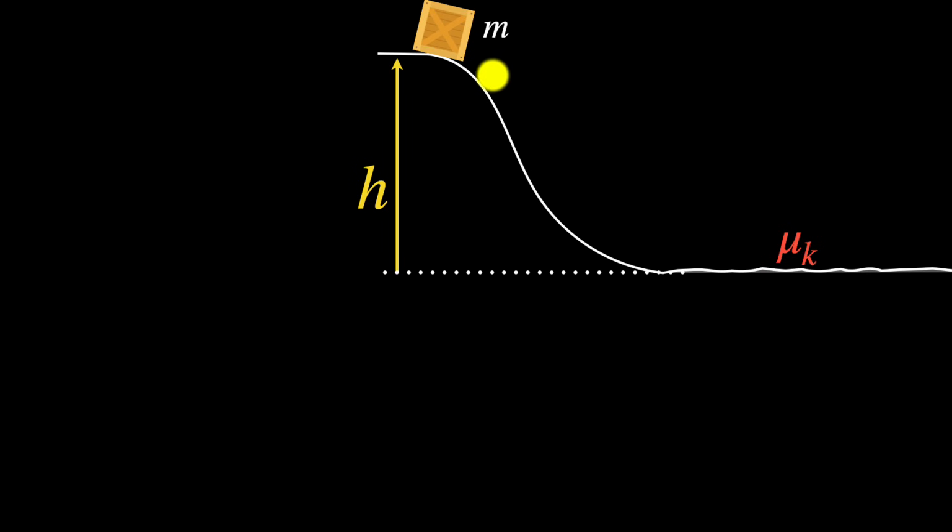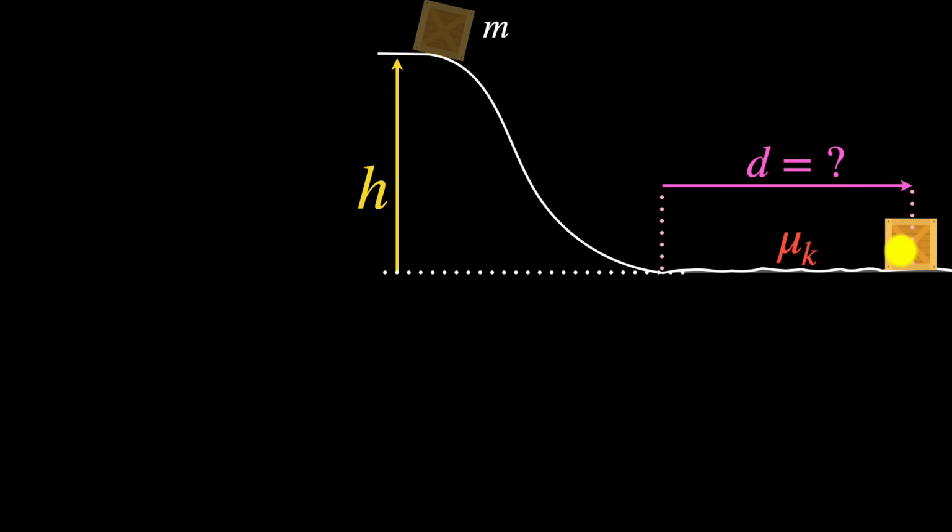So what do you think is going to happen? Well, you can imagine the block will speed up over here, and because of friction, then it will slow down and eventually come to a stop. So it's going to look somewhat like this, right? So the question we want to try and answer is, how far does it get displaced before coming to a stop?